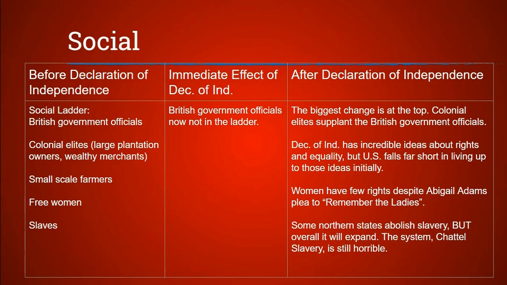And while some northern states do abolish slavery, it will actually expand in the following decades from the growth of cotton as a cash crop and new territories added into the Union. Plus, the system itself does not change a bit, as chattel slavery's brutality will remain.